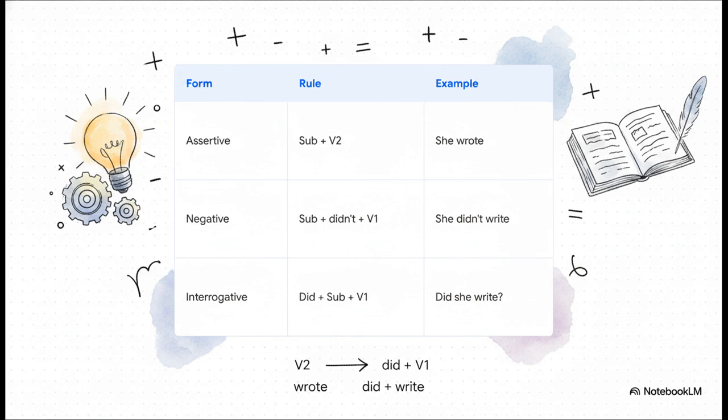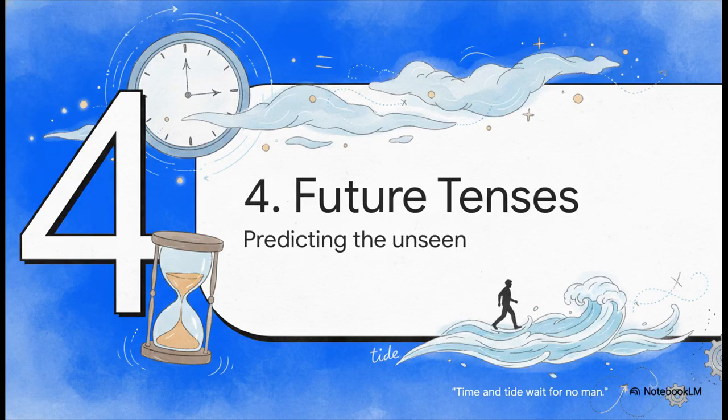She didn't write a letter. Did she write a letter? It's just a perfect rule of grammatical algebra. The past tense is carried by the "did," so the main verb doesn't have to carry it anymore. It's so clean. Moving into Section 4, Predicting Future Tenses.